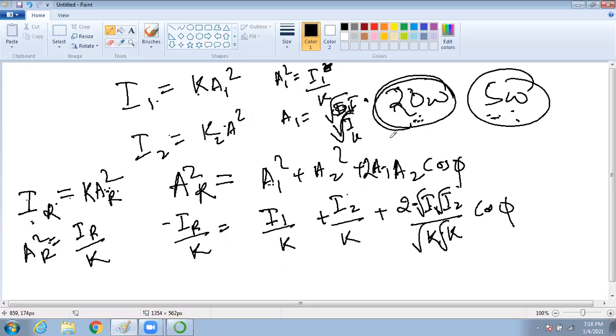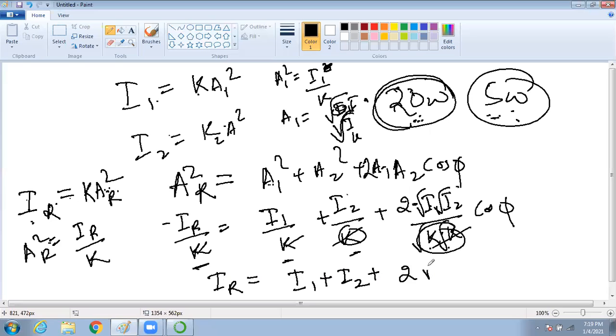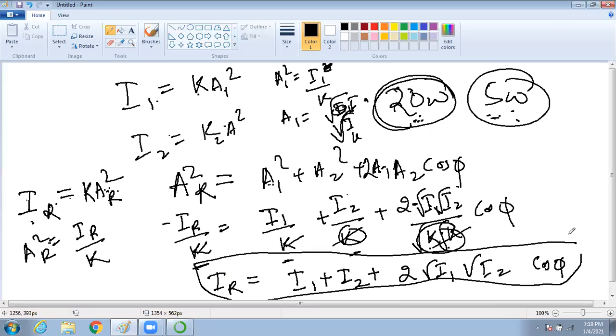Till now, all of you clear? K here, K here, K here, root K into root K, again K here. So all this will get cancelled. I can remove it. So the final formula I got is IR equals I1 plus I2 plus 2 into root I1 into root I2 into cos phi. Clear or not?